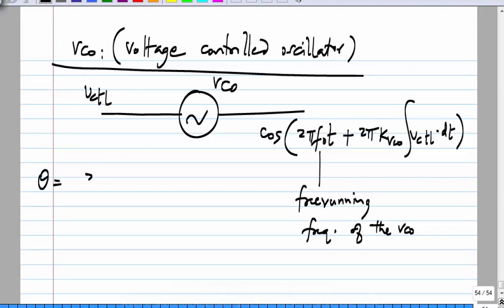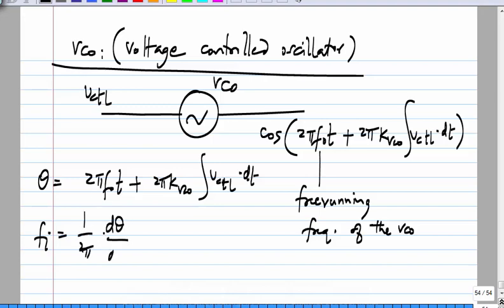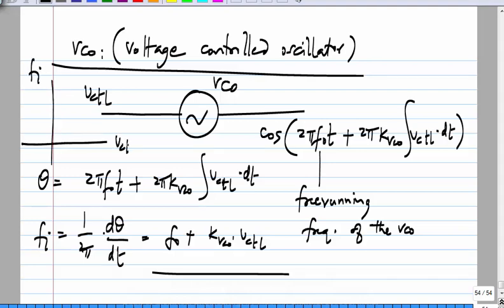So, the phase of the signal is 2 pi f naught t plus 2 pi k VCO integral of V control dt, and the instantaneous frequency of the signal is 1 over 2 pi times the derivative of theta, which is f naught plus k VCO times V control. This is why it is called a voltage controlled oscillator. The frequency is controlled by this control voltage V control. And if you plot the value of f i versus V control for a DC V control, you will get something like this. For V control equal to 0, you get f naught, and it changes with some slope equal to K VCO. What are the units of K VCO?